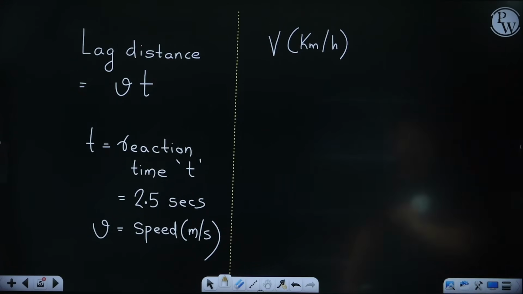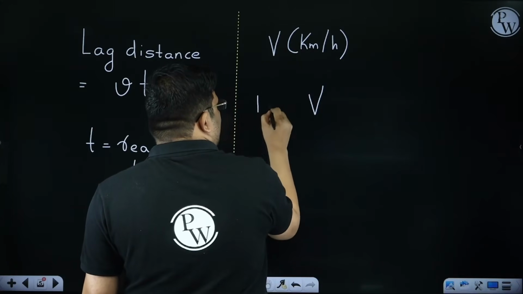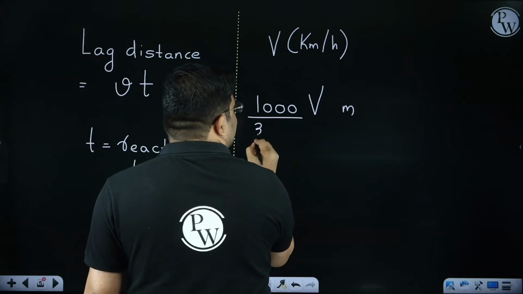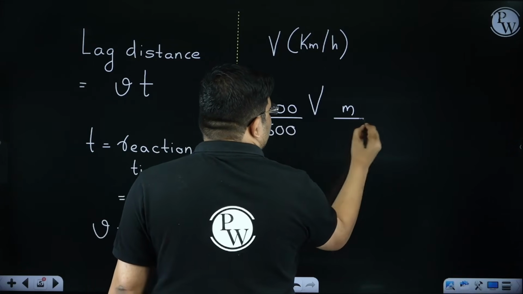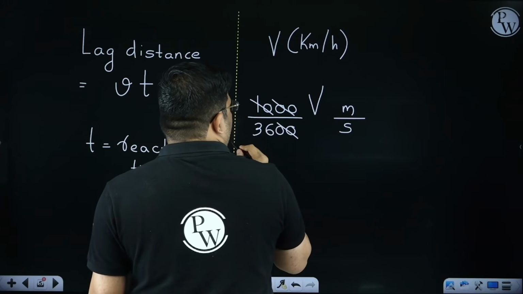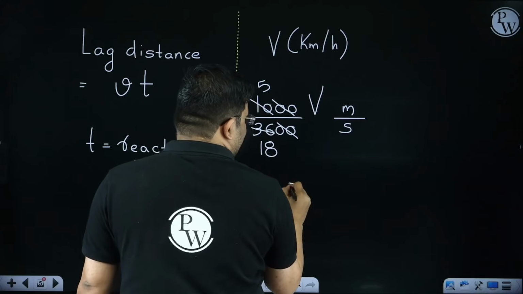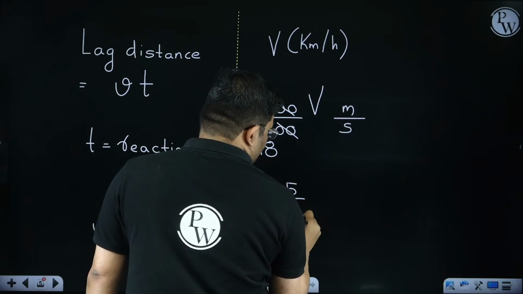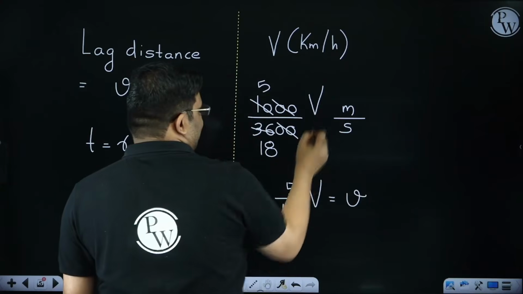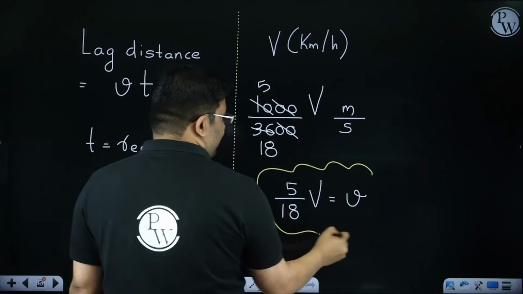We know that this is in kilometer per hour. 1 kilometer is 1000 meter, right? And then 1 hour is 3600 second. So this 0 gets cancelled. When I divide by 2, I'll get a 5 here and 18 here. So when I multiply 5 by 18 with the speed in kilometer per hour, I'll get the speed in meter per second.